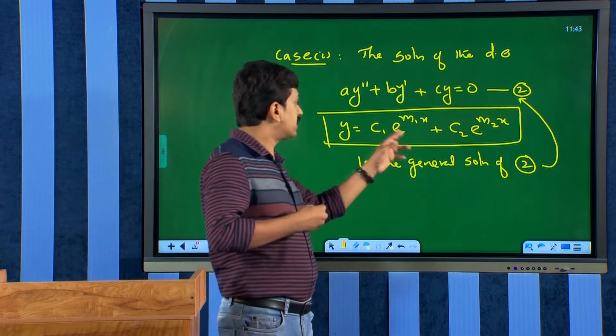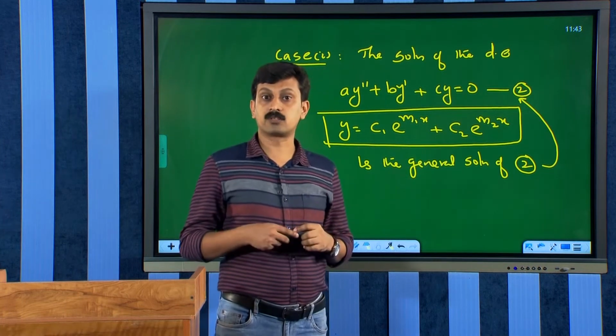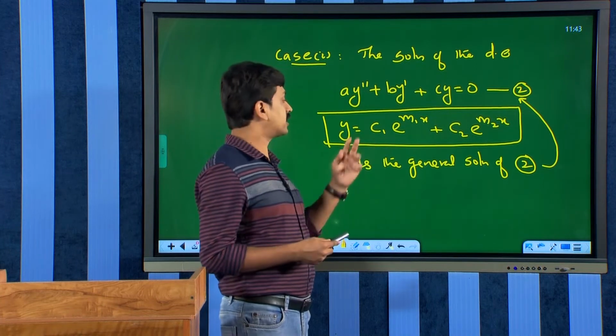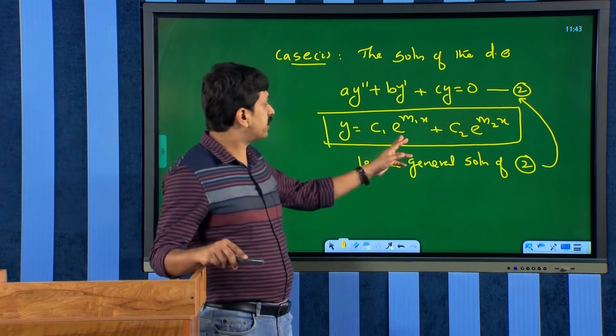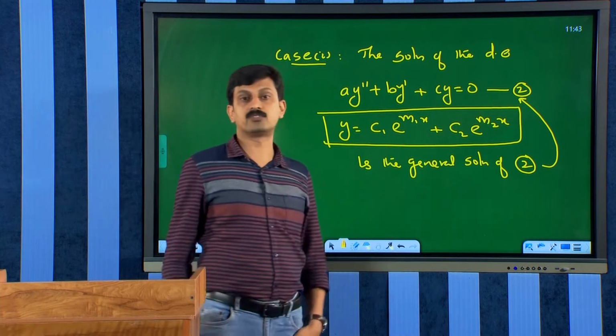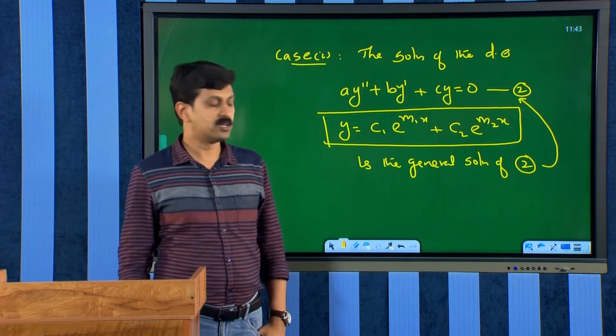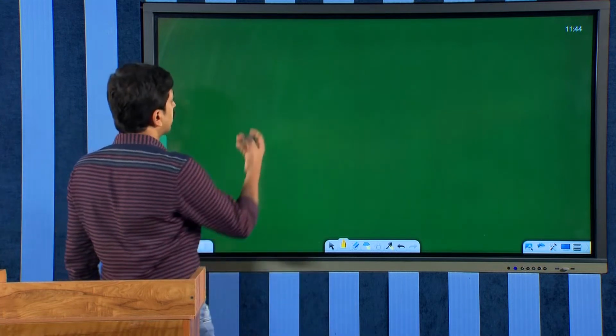Since they are a basis and fundamental system, according to a theorem that we discussed before, we can say that y is equal to c1 e raised to m1x plus c2 e raised to m2x is the general solution of the differential equation. Okay, we can discuss it with some examples.